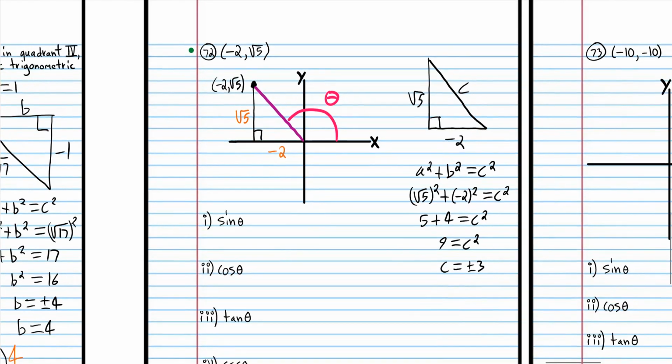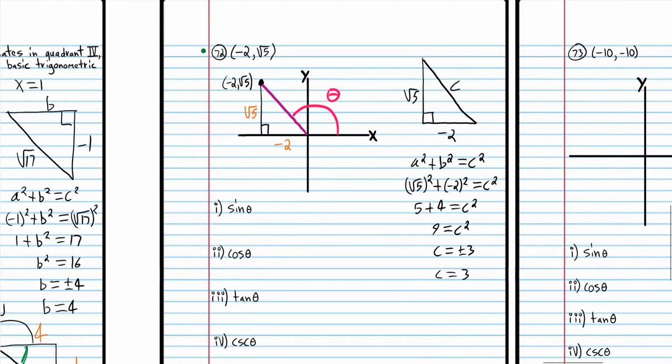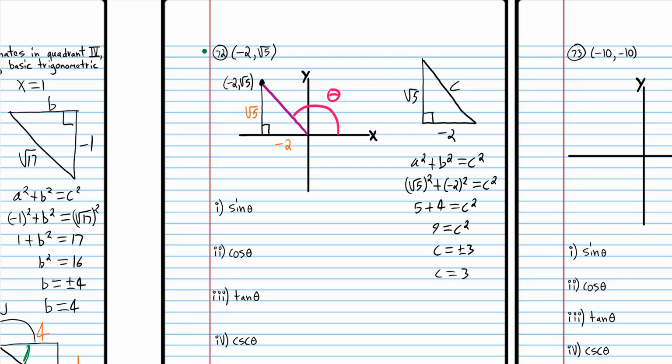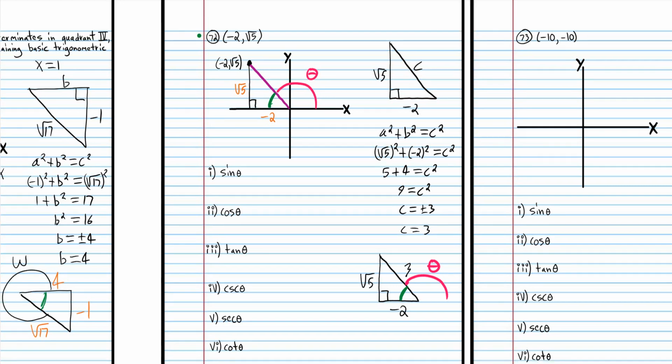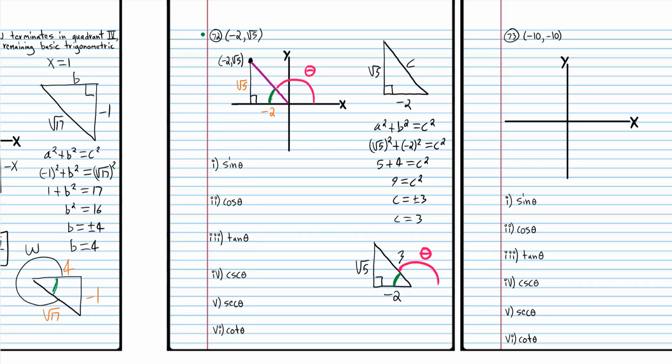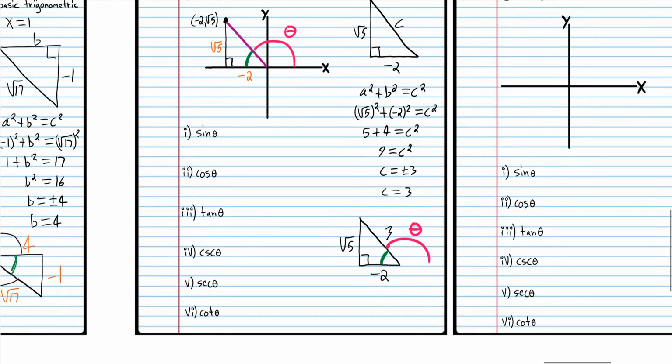So c is equal to ±3, but remember the hypotenuse is always defined to be positive when you're calculating the values of the basic trigonometric functions. So now let's draw the triangle again. So this is the angle theta, and of course we're going to use the green reference angle. And this side is root 5, this side is -2, and this side is 3. So we're ready to calculate our values of these 6 trigonometric ratios.